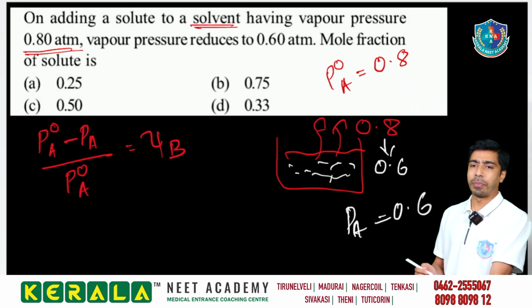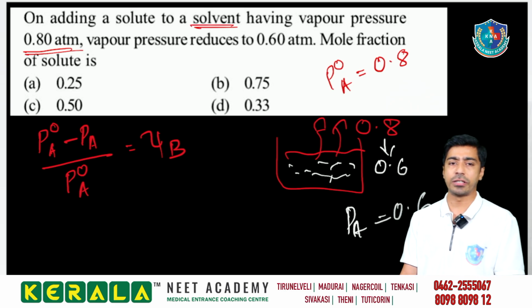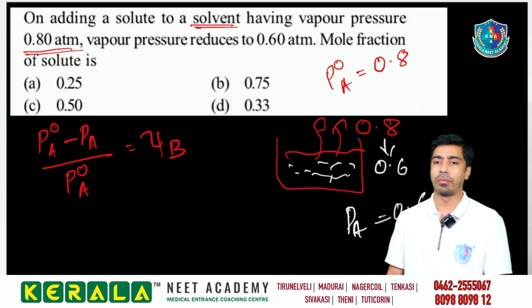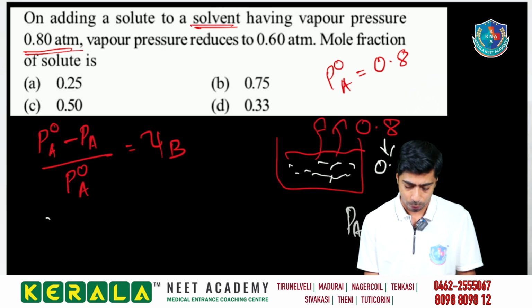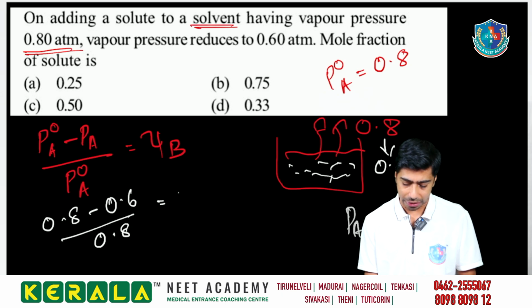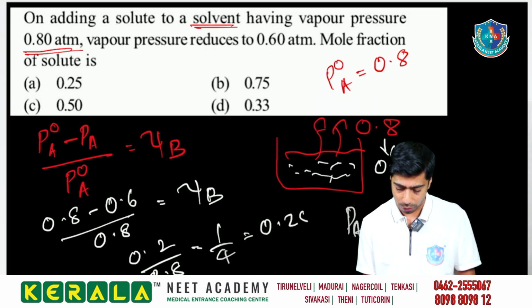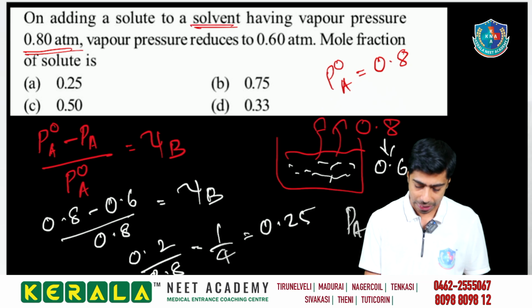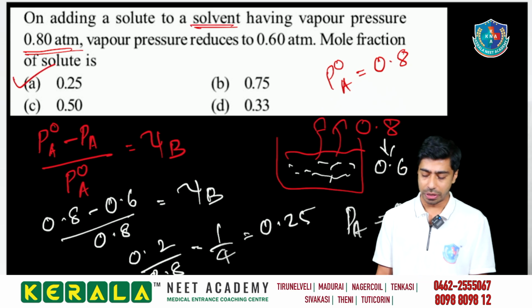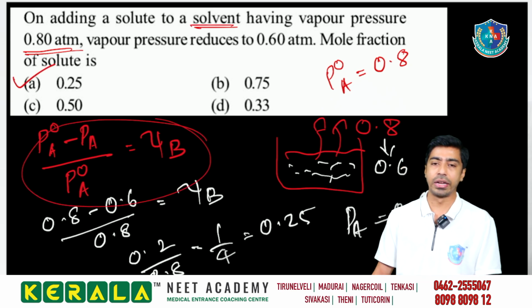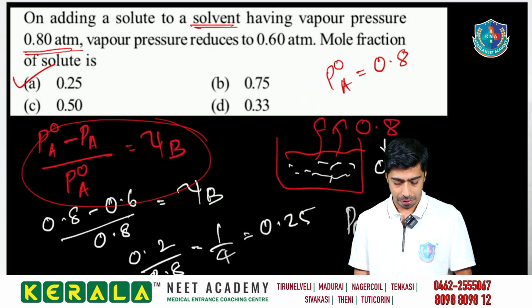Now, because we know that P0A minus PA divided by P0A will give you the mole fraction of solute, that will be 0.8 minus 0.6 by 0.8, which is equal to the mole fraction of solute. So that is 0.2 by 0.8, or 1 by 4, which is equal to 0.25. Okay, so the answer for this one is 0.25. So here we need to apply the equation of relative lowering of vapor pressure.